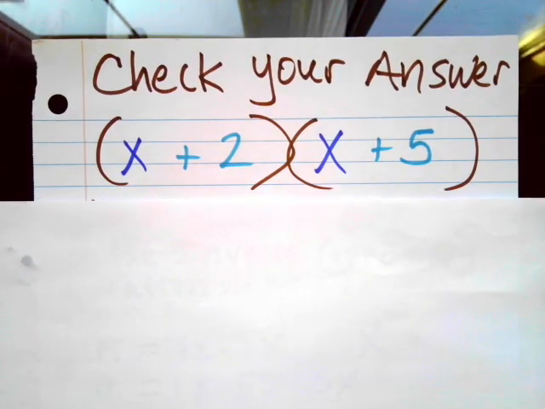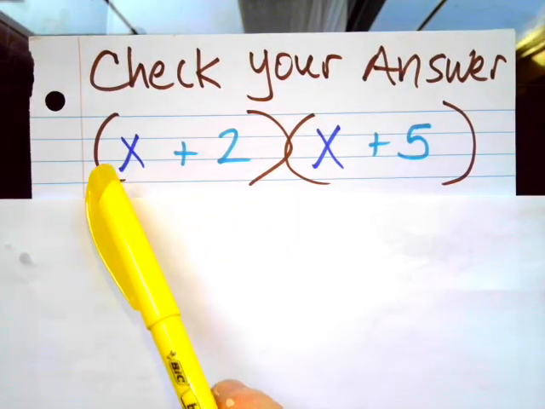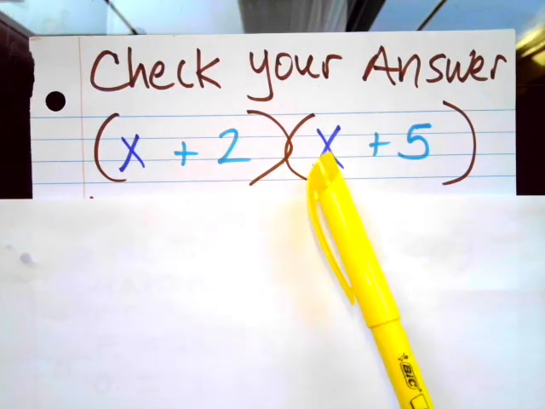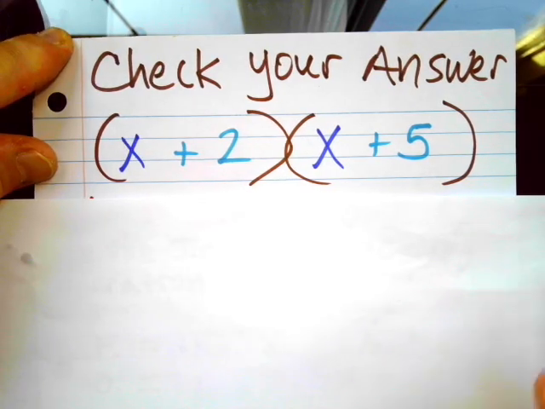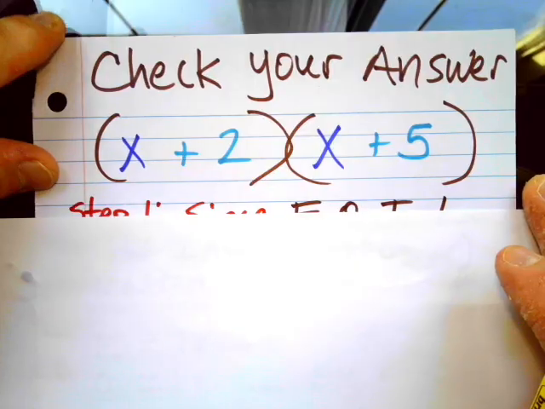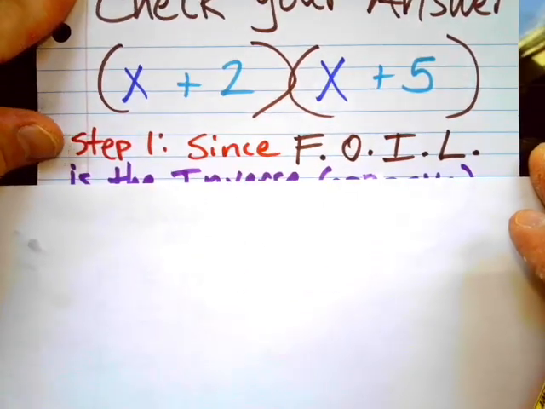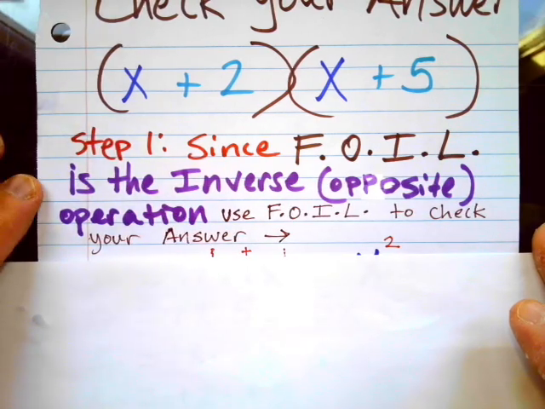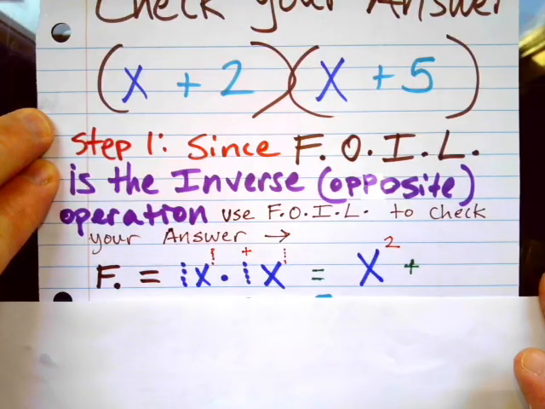You're going to FOIL or distribute these terms, right? You're going to multiply x times x, x times 5. Then you're going to multiply 2 times x, 2 times 5. Then you're going to combine like terms, and if the expression you find is the same expression you started with, you know you factored correctly, right? So again, since FOIL is the inverse or opposite operation, you use FOIL to check your answer.